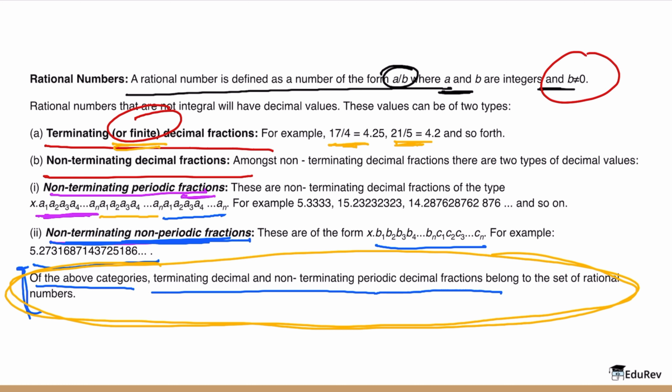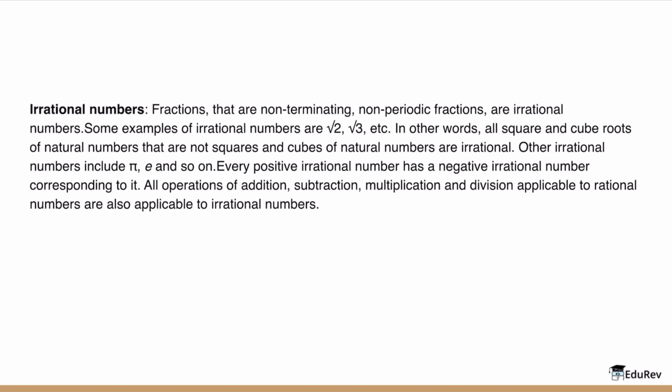What is the meaning of this? It means that terminating decimals and non-terminating periodic decimal fractions basically belong to what? A set of rational numbers. Okay, so this is basically what it is, and I hope this concept is easy and you have understood it. So next, what are irrational numbers?